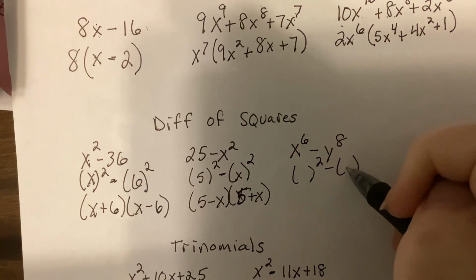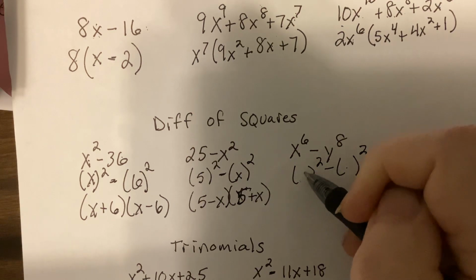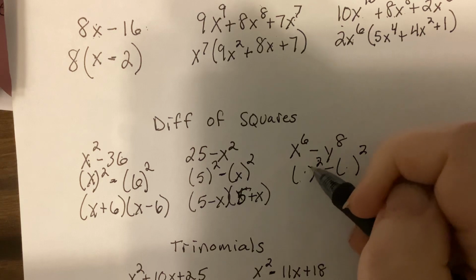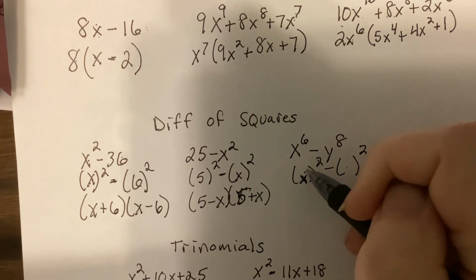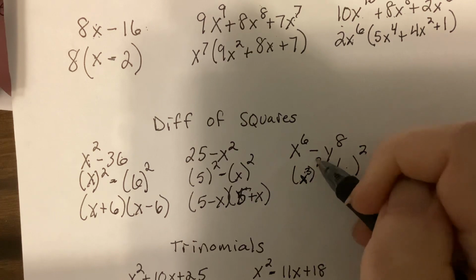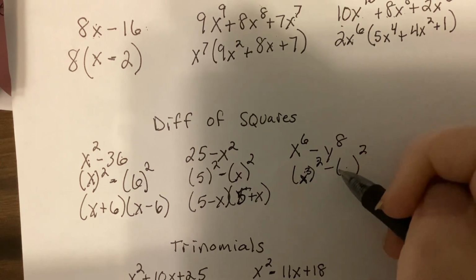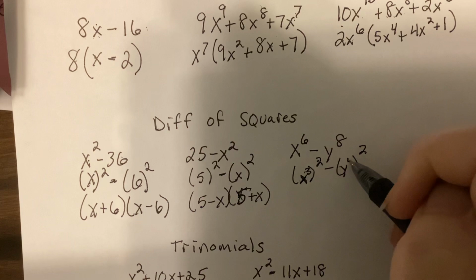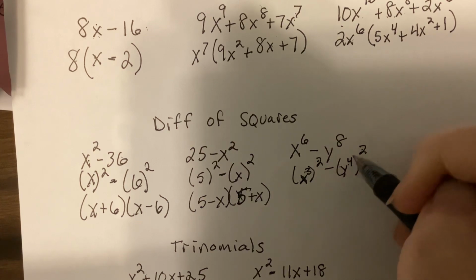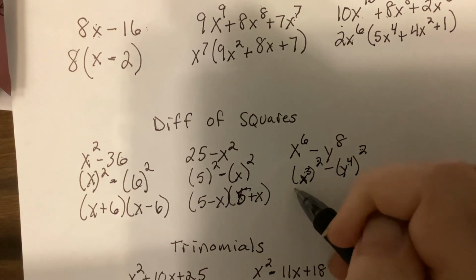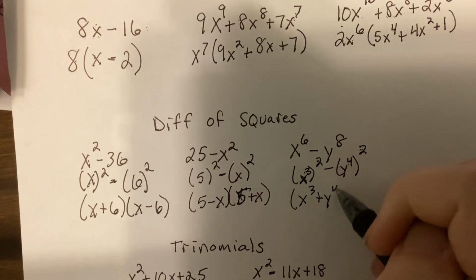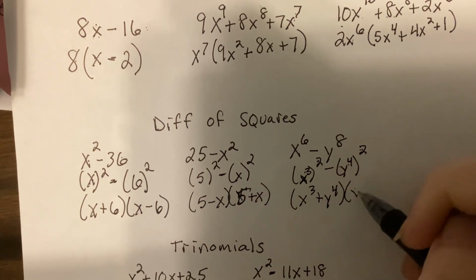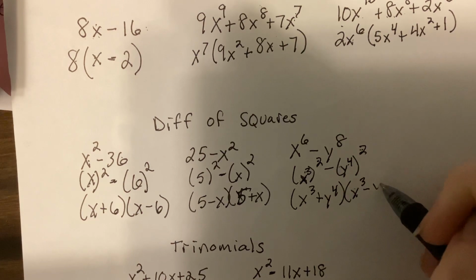Now, whenever you have something raised to a power, then raised to another power, you multiply the powers. So x cubed squared is x to the 6. y to the 4th squared, 4 times 2 is 8. So this would be x cubed plus y to the 4th, x cubed minus y to the 4th.